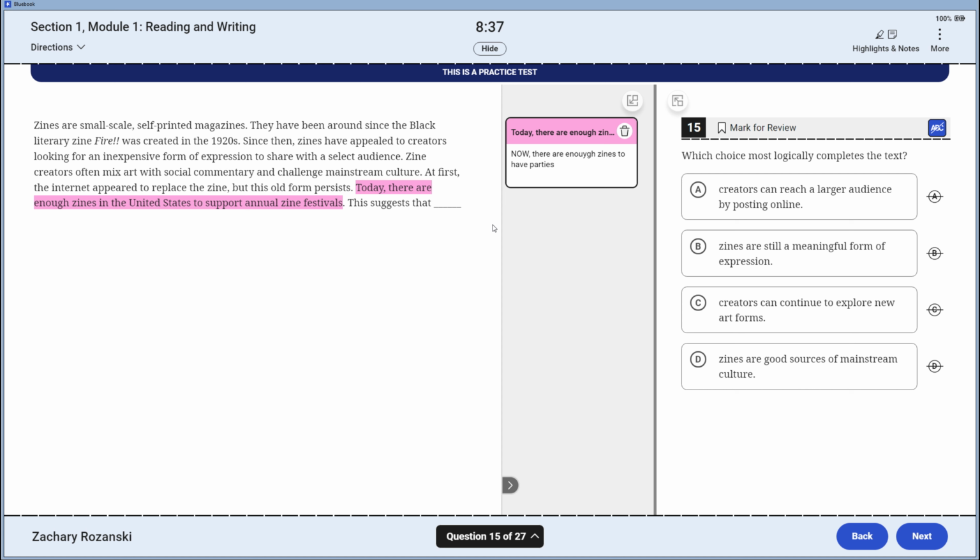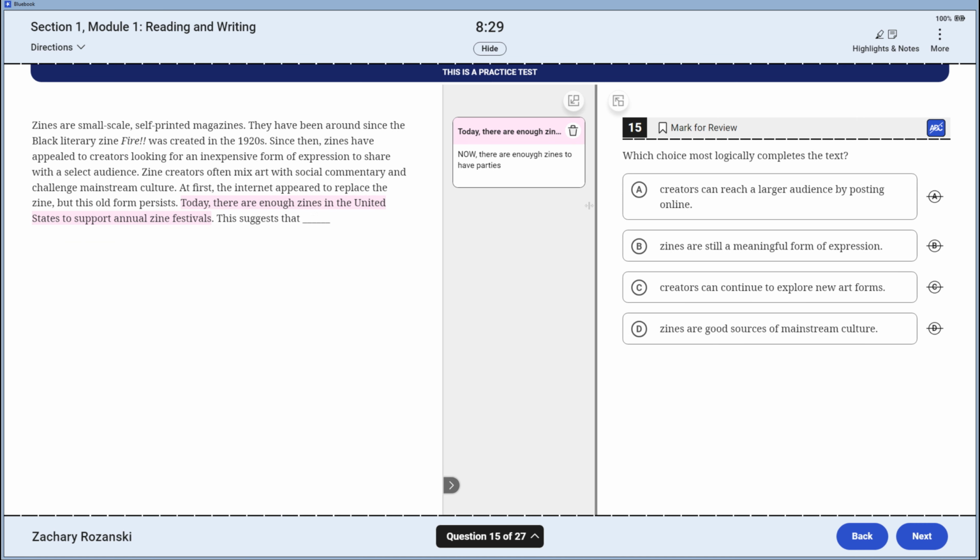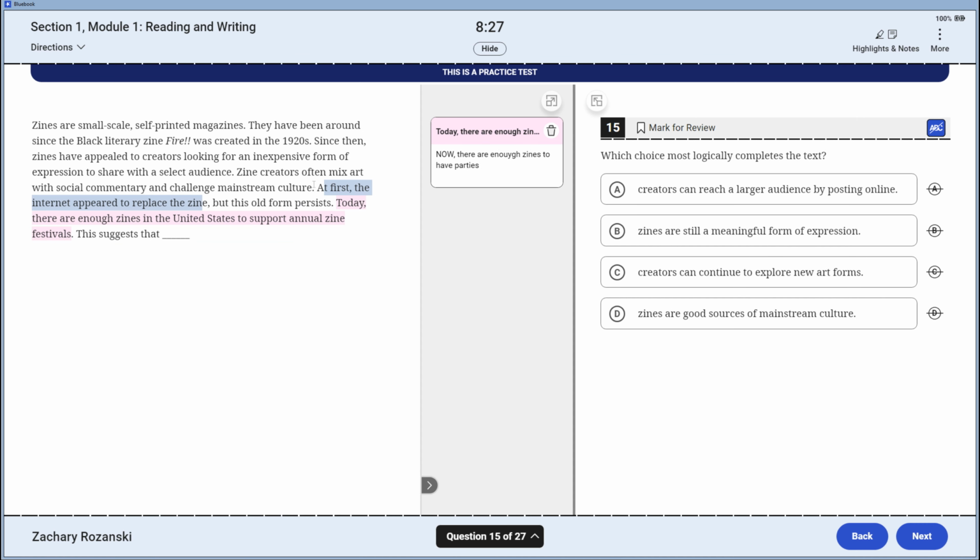At first, the internet appeared to have replaced the zine, but this old form persists, so much so that there are enough zines to have parties. Creators can reach a larger audience by posting online. That is true, but we're trying to follow the suggestion that there are enough to support zine festivals, so that's not focusing on that. Zines are still meaningful. That aligns with it, right? Though the internet is dunking on it, it can still have meaning. Creators can continue to explore art forms.